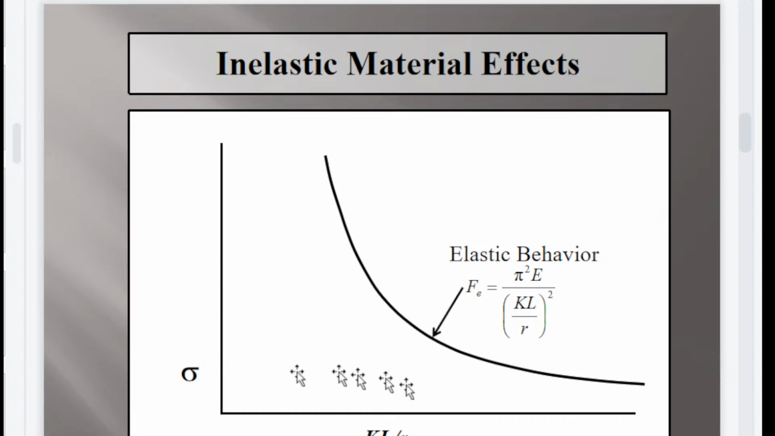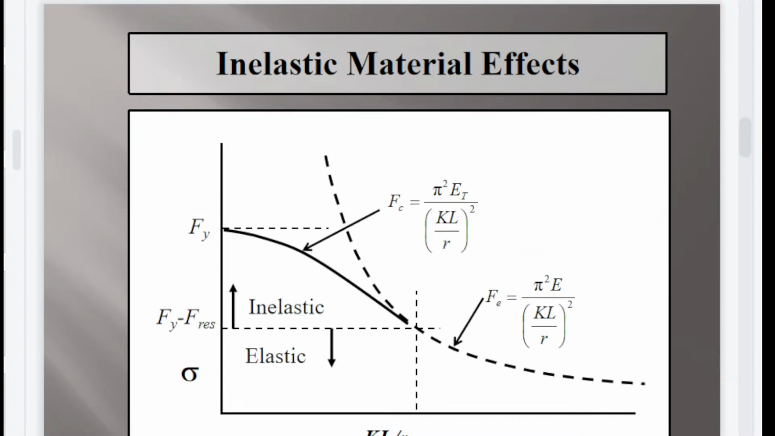What about stress versus the slenderness ratio? This is the slenderness ratio KL over r. So L over r is the slenderness ratio for pin-ended members. But if the member has several types of end connection, we generally introduce K, for example for a fixed-ended connection. So elastic behavior, Euler stress: again, pi squared E over the slenderness ratio squared.